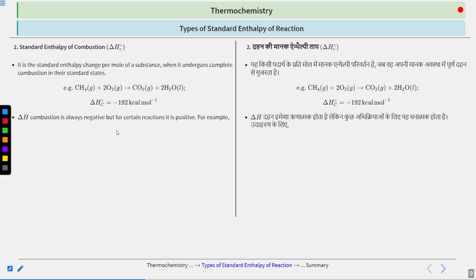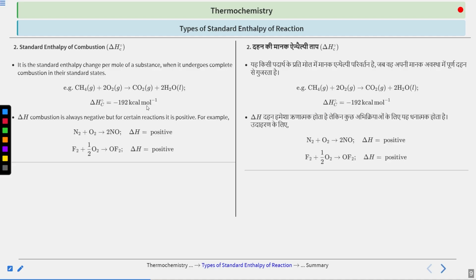There are certain reactions in which heat is not given, and in that case your enthalpy of reaction is positive. For example, N2 plus O2 giving 2NO has a positive delta H. Similarly, the oxidation or combustion of fluorine also has a positive enthalpy value. Clear? So remember that if you are forming NO from N2 and O2, or if you are forming OF2, then the enthalpy of combustion will be positive, and other than that you will always take the enthalpy of combustion as negative.